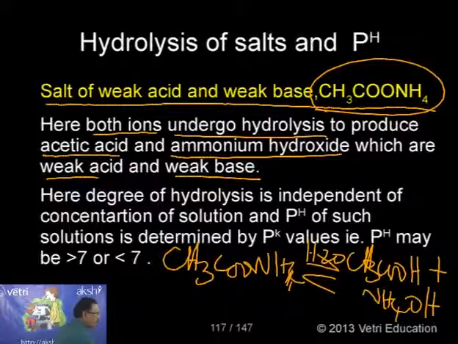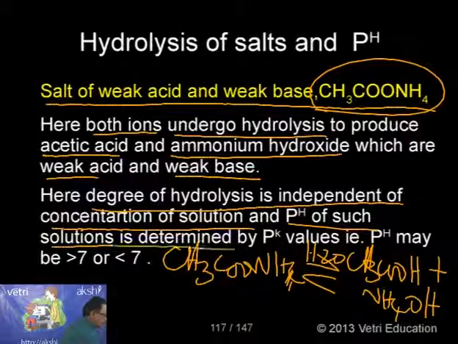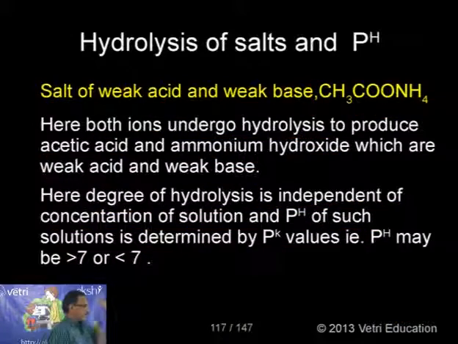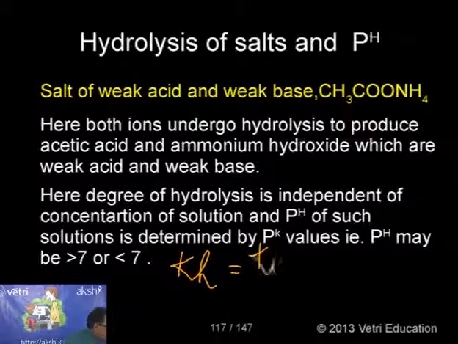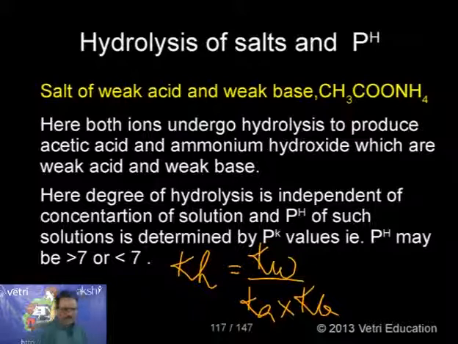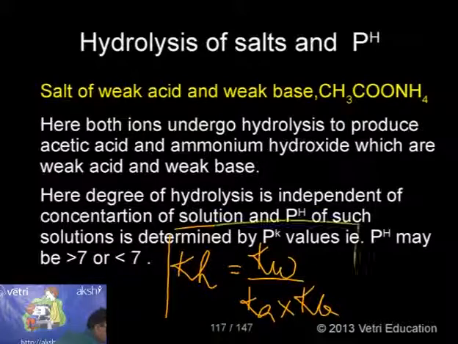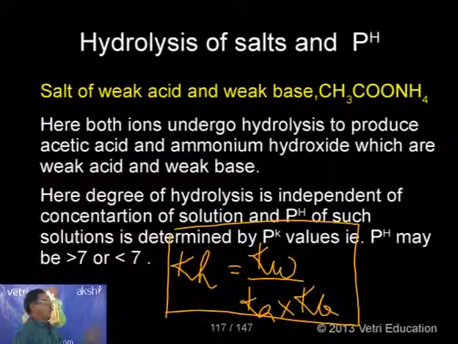Here, the degree of hydrolysis is independent of the concentration of the solution, and the pH of such a solution is determined by pKa values. That is, pH may be 7 or less than 7 depending upon the nature of the salt we are using. As usual, the equation here is KH equal to KW by KA into KB. This is the most interesting information for this particular salt.